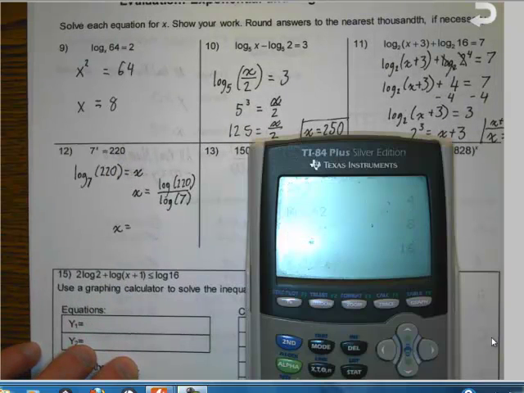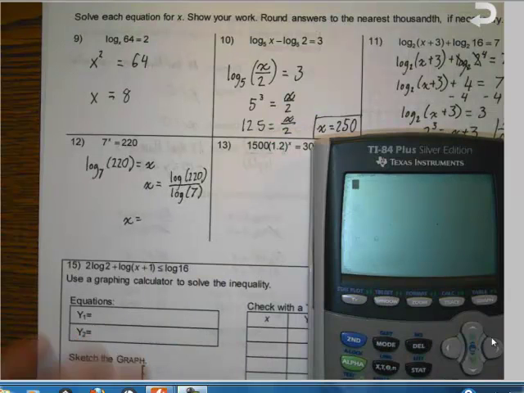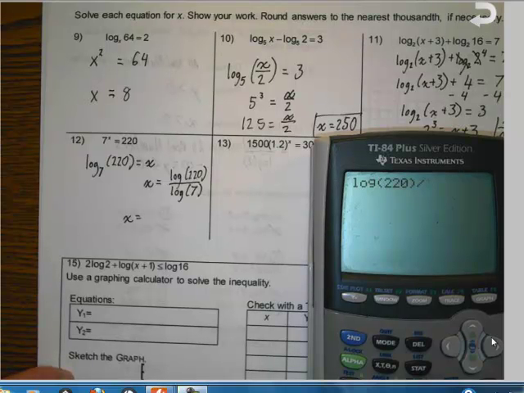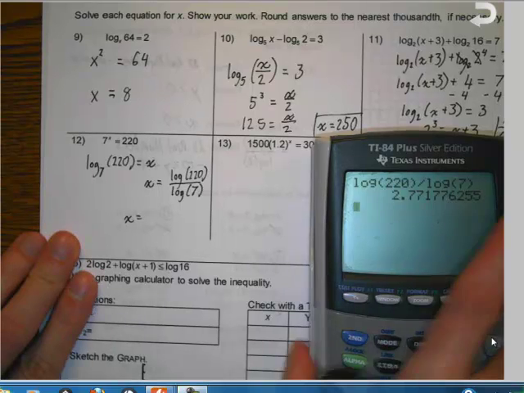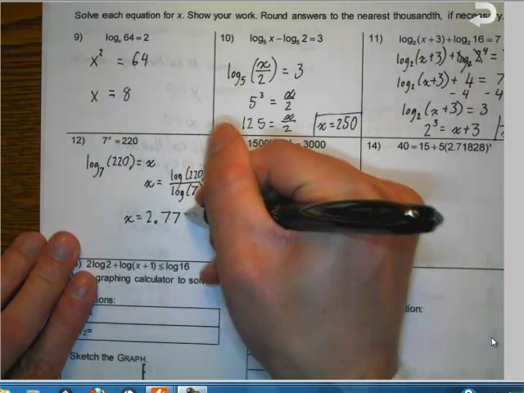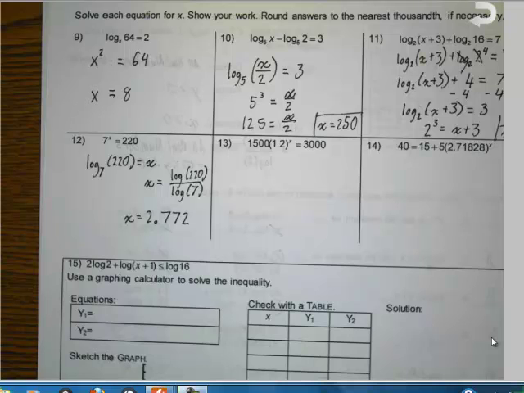So we use our calculator. We say, okay, the log of 220 divided by the log of 7. 2.7717, so we round up or no? Yes, so 2.772. That was fun.